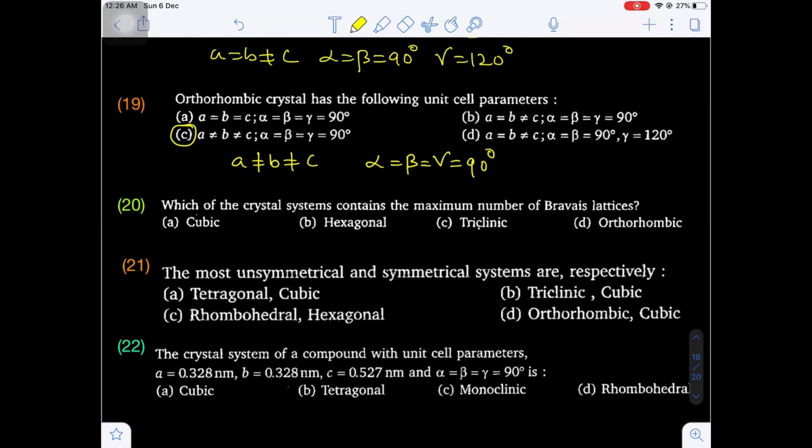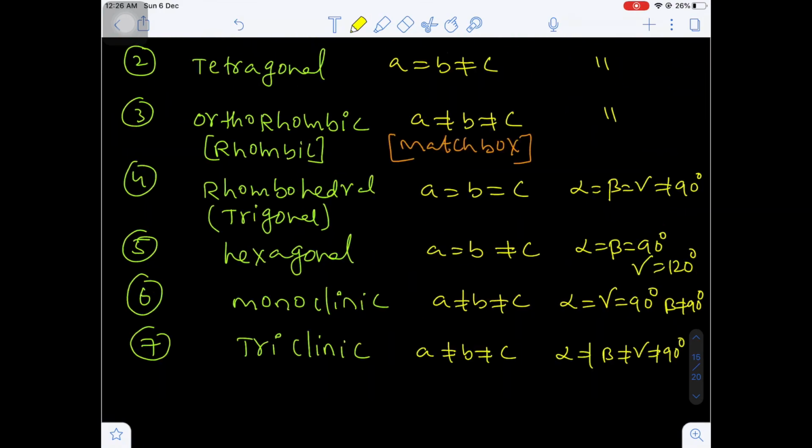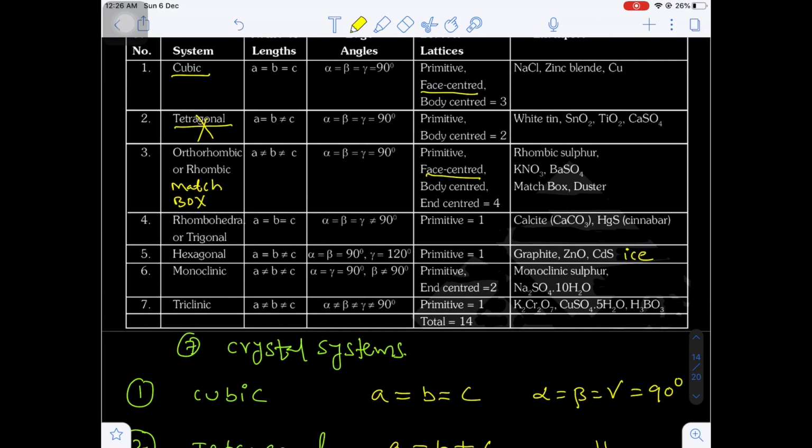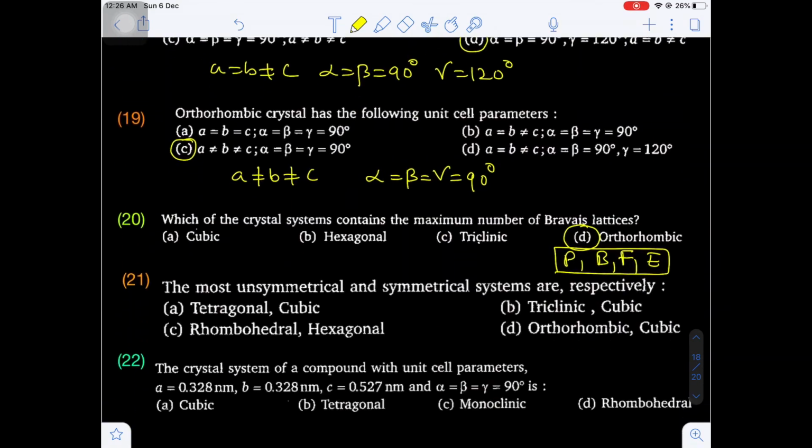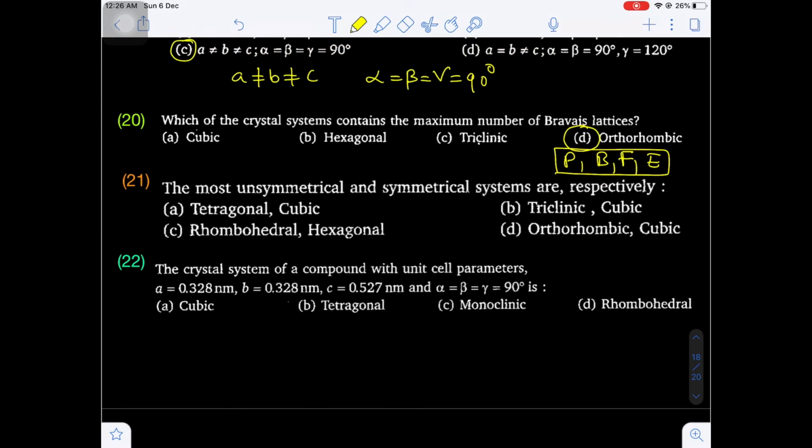Now question number 20. Which of the following crystal systems contains the maximum number of Bravais lattices? The maximum number of Bravais lattices will be present in the orthorhombic system. In the orthorhombic system, there will be primitive unit cell, body-centered unit cell, face-centered unit cell, as well as end-centered unit cell. Total 4 unit cells will be present. If you have any doubt, see the tabular form. Only in the orthorhombic system are there 4 types of unit cells. This is the maximum number of unit cells. Yes or no?